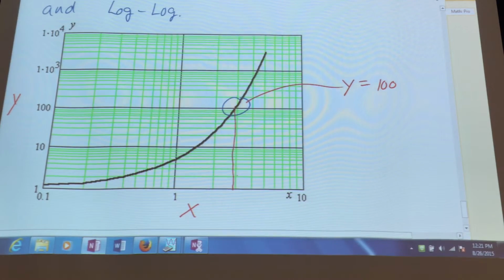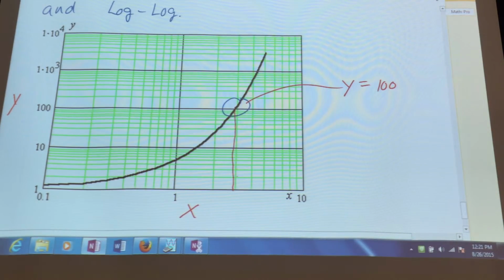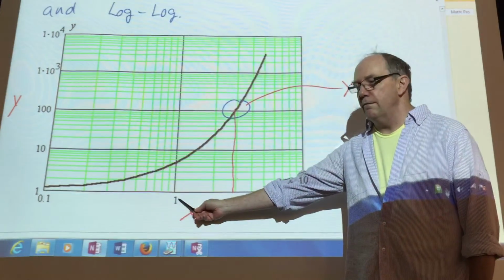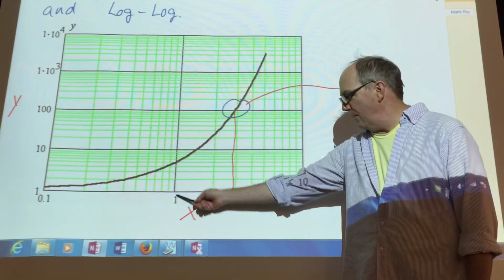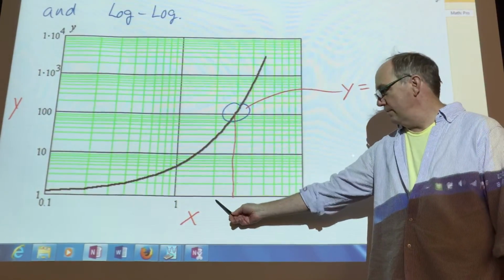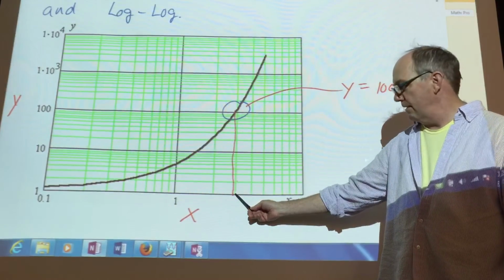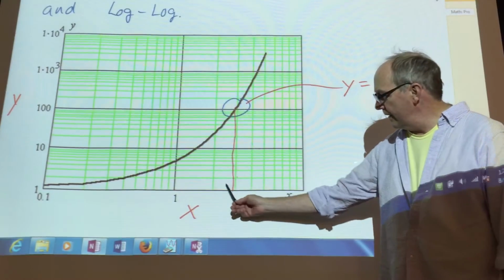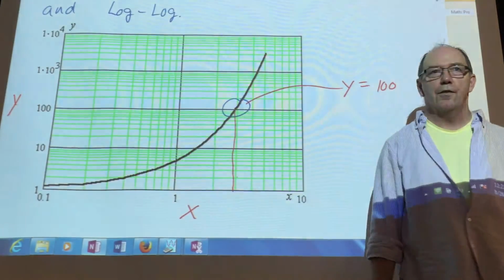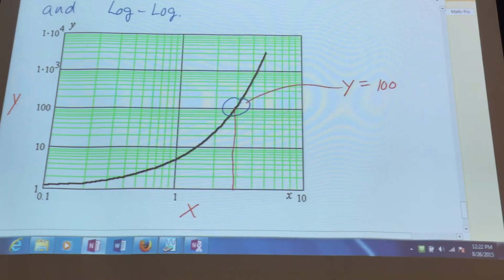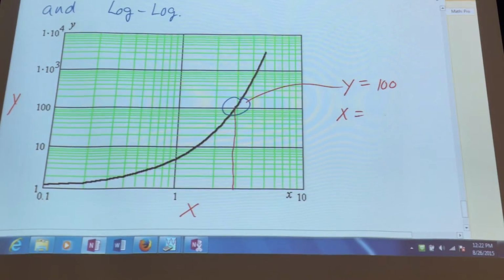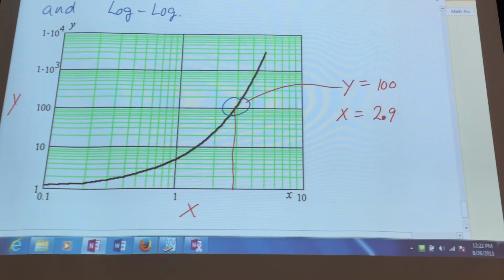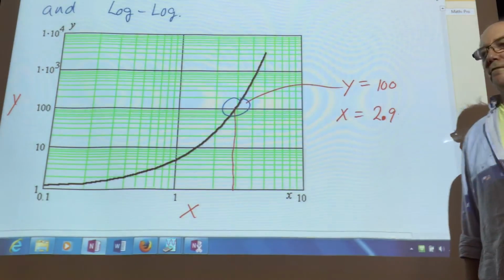What is that point there? 3. No. The green grids are 3. This is 1. We're sure. Yes, 1. Okay. 2. This green one here is 3. 4, 5, 6, 7, 8, 9. And this one looks like it's just a little bit short of 3. So let's call it 2.9. It's not 3, but it's close to 3.